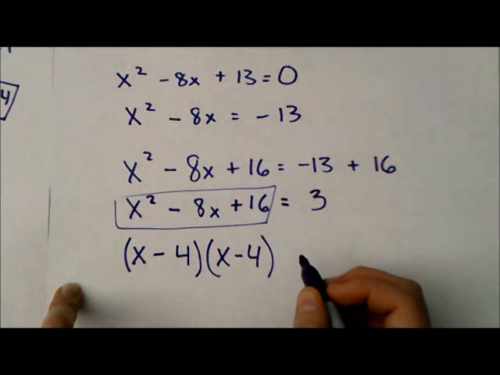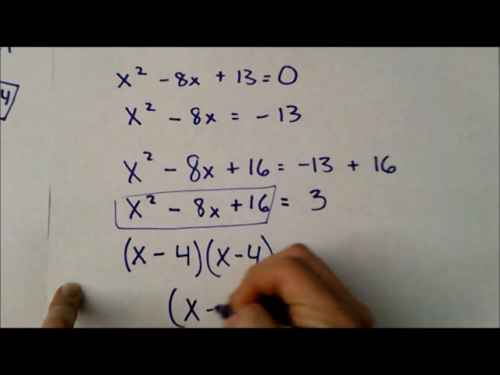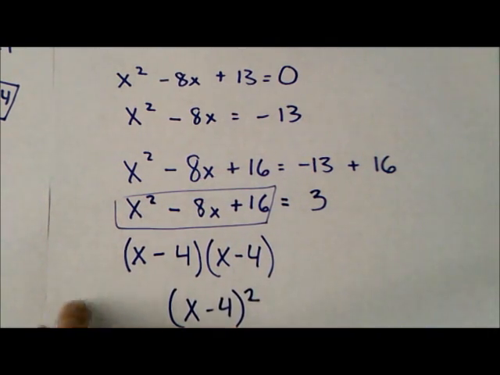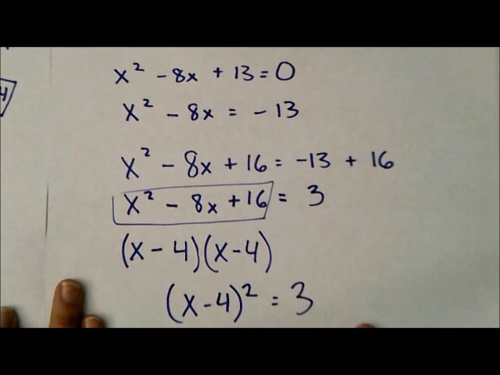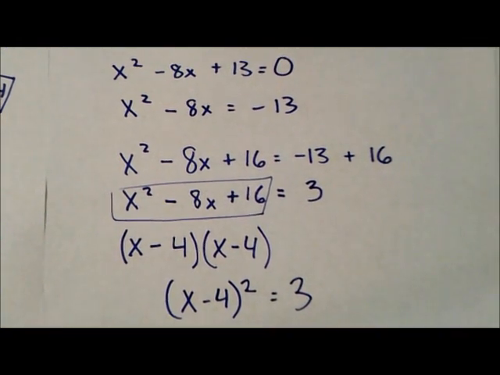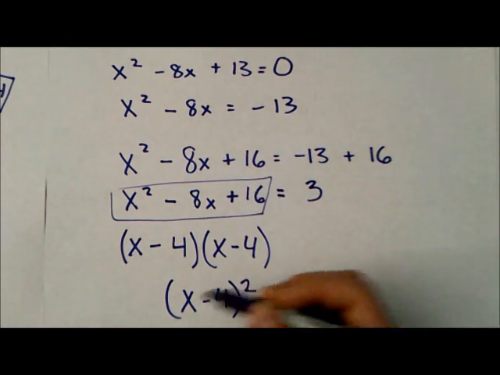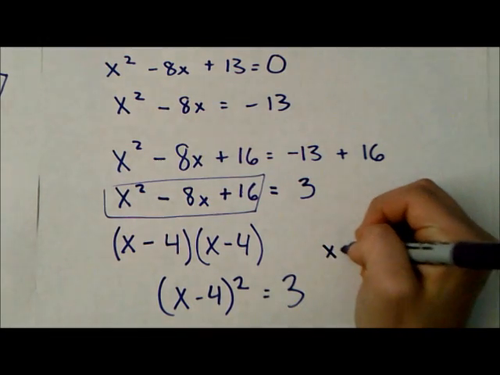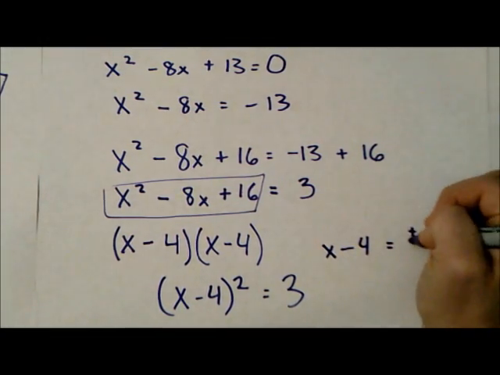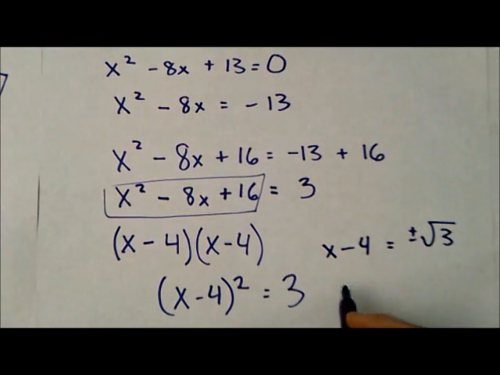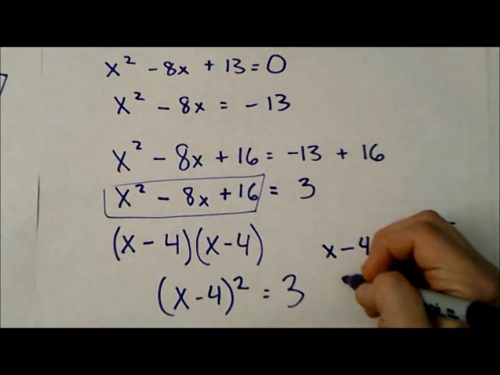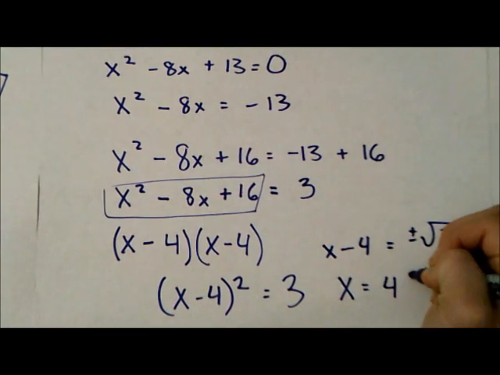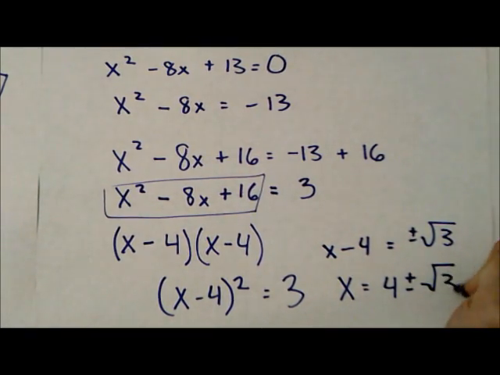Or you can simply write x minus 4 squared equals 3. So at this point in time, we are going to take the square root of both sides. Since this is squared, we want to be able to solve for x. So if we take the square root of this number, we will get x minus 4 equals plus or minus the square root of 3. And then we can add this 4 over and solve for x. X equals 4 plus or minus the square root of 3.